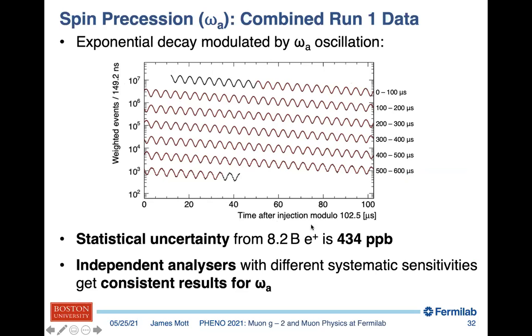With our 8.2 billion positrons which go into this plot, the statistical uncertainty is 434. So at this point, that's dominant over all the systematics. And we have 6 different analyzers who've analyzed all this data. They all chose methods which had slightly different systematic sensitivities, and they all get consistent results for this value, and everything's in agreement.